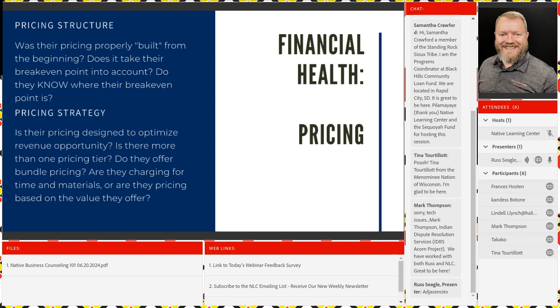We can't fix that dent. That's not going to buff out. We got to take that whole body off the frame. We got to straighten the frame. We got to start all over. So we've got to go back to the beginning, and we've got to make sure that their pricing structure is properly built from the beginning.